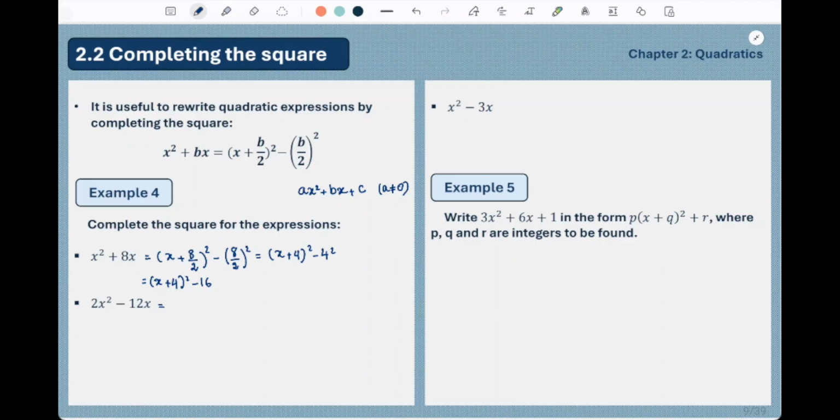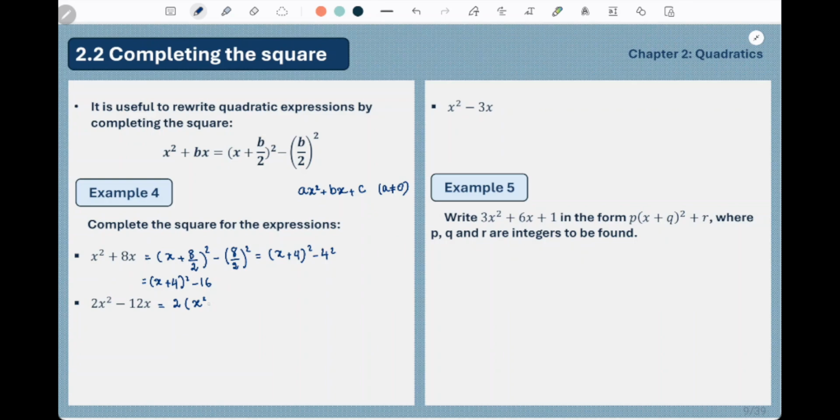As you can see, this formula is only applicable for x squared. So in order to make it into this form, what can we do? We can factorize. Given that they share a common factor, 2 and minus 12, the common factor is 2, so I can factorize by 2. And hence I will retrieve this expression, so I can actually complete the square.